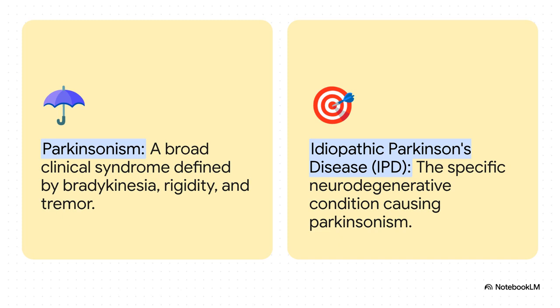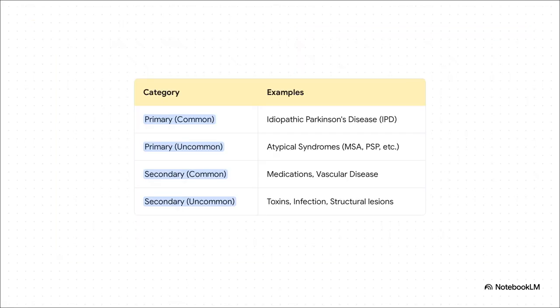In contrast, idiopathic Parkinson's disease, or IPD, is the specific diagnosis of the most common neurodegenerative disease that causes that syndrome. So you can see, lots of things can cause Parkinsonism, and IPD is just one of them, albeit the most common one. This framework is really helpful for organizing our differential diagnosis.